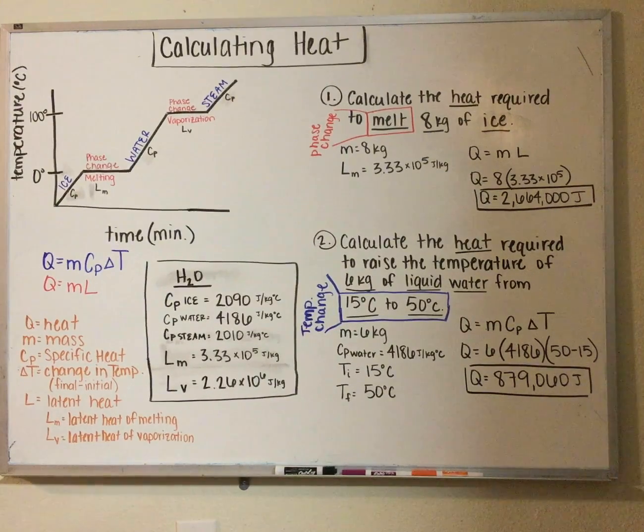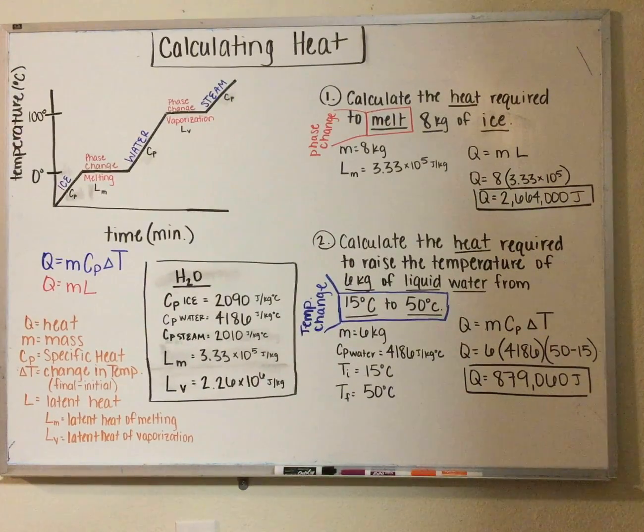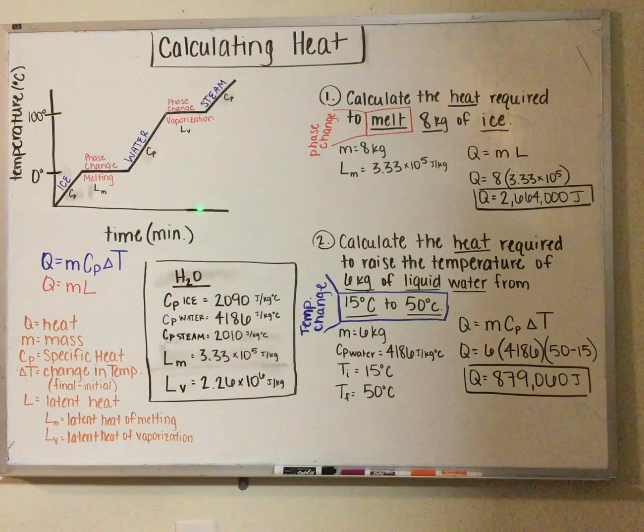Okay, here we're going to look at how we're going to calculate the heat for each part of this graph that we looked at yesterday. So just as a review, this is a temperature versus time graph, and we're looking at ice. The ice starts out at maybe -10, maybe -20, some number down here less than 0. It is staying in ice form until it gets to 0 degrees Celsius.